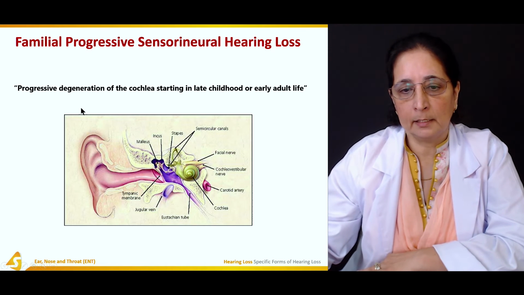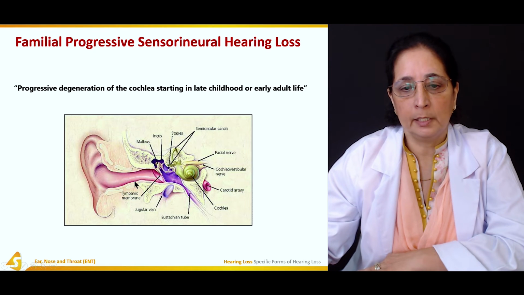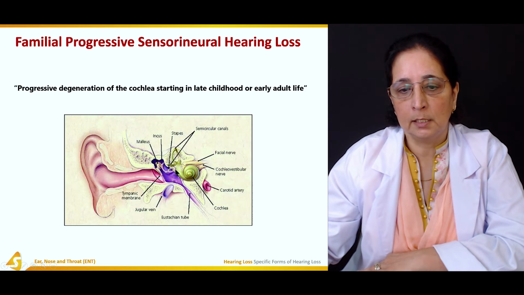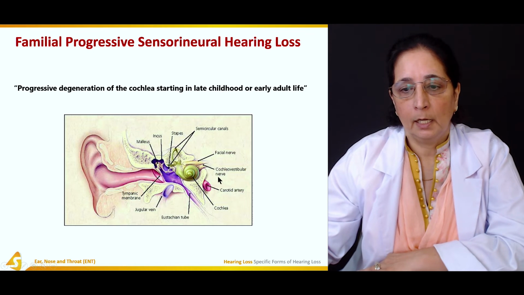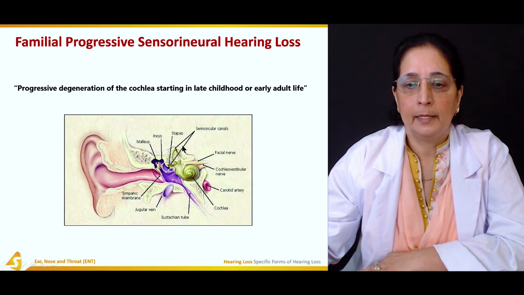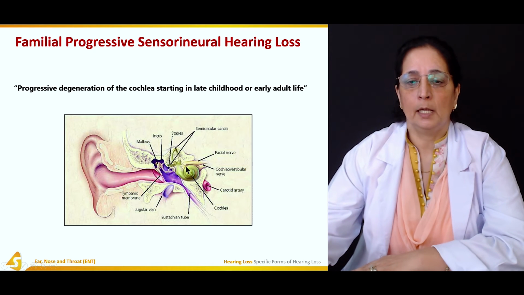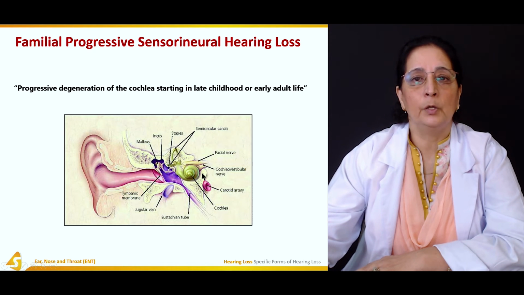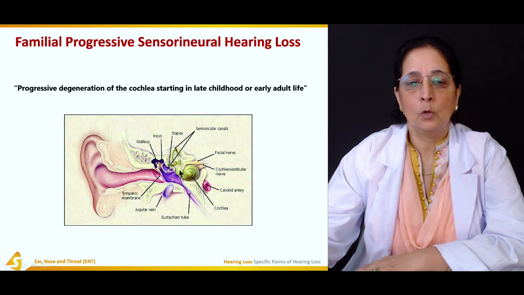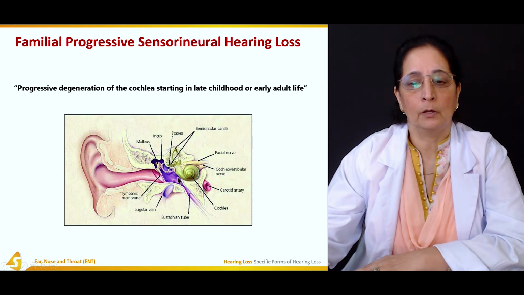Here again, these are the structures of the ear. We have the external ear, external auditory canal, tympanic membrane. These are the ossicles. Then we have the cochlea, carotid artery, eighth cranial nerve, cochleovestibular nerve. Then we have the facial nerve here, and these are the semicircular canals. This is the cochlea, and in this progressive sensorineural hearing loss, there is slow progressive degeneration of the cochlea.